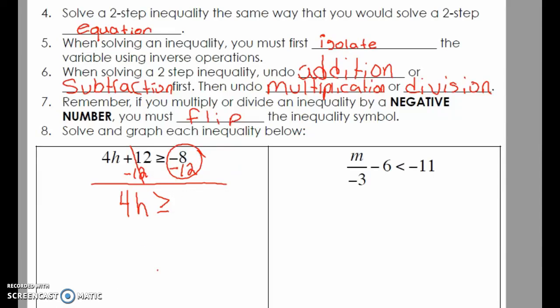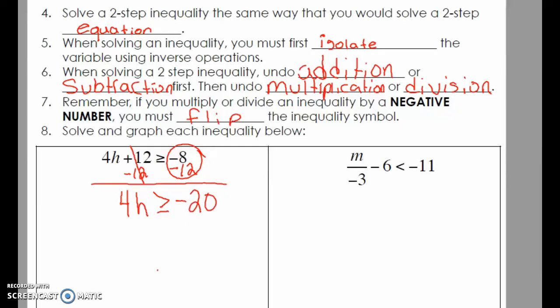Are the signs here the same or different? The same, so we find the sum. What's 8 plus 12? It's 20, and we keep the negative sign. Very good. Now what do you see? 4h is greater than or equal to negative 20.